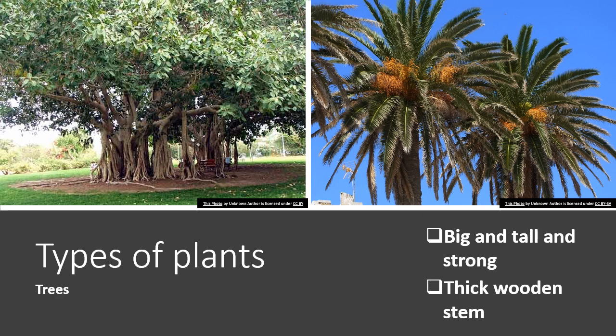What do you observe about them? How does their stem look? They have thick wooden stems. And also, they are big, tall and strong. Their branches are at a height from the ground.